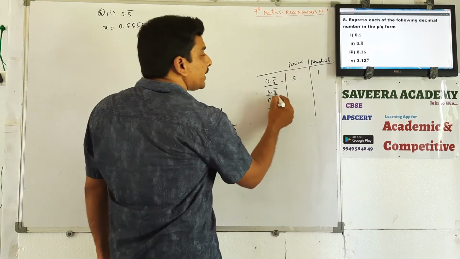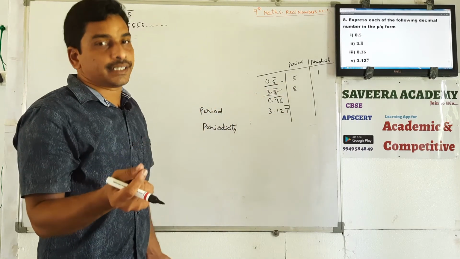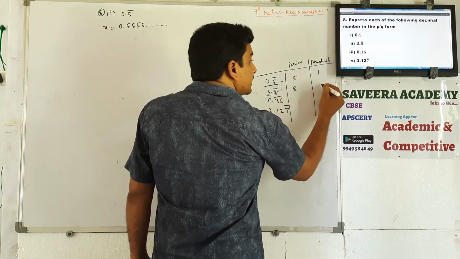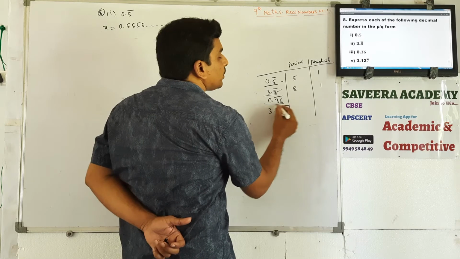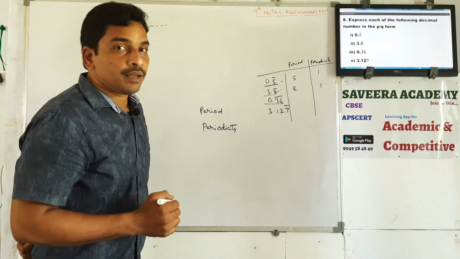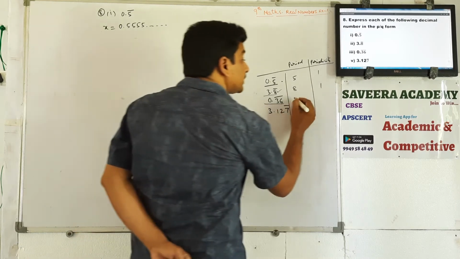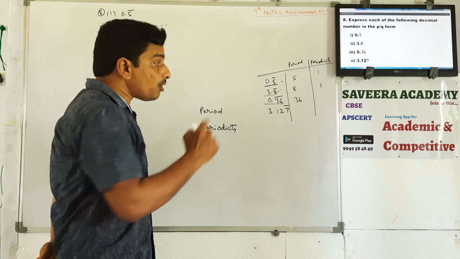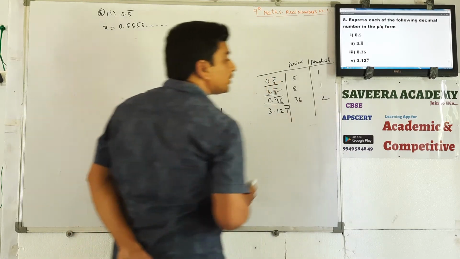Here also, the period is 8. That means which number is repeating? The digit 8 is repeating. So 8 is the period. What is the periodicity? 1. That means only one digit is repeating. Next, suppose here 0.36 bar. Bar is for both 3 and 6. So what is the period? 36 is the period. What is the periodicity? How many digits are repeating? 2 digits are repeating here. So periodicity is equal to 2.